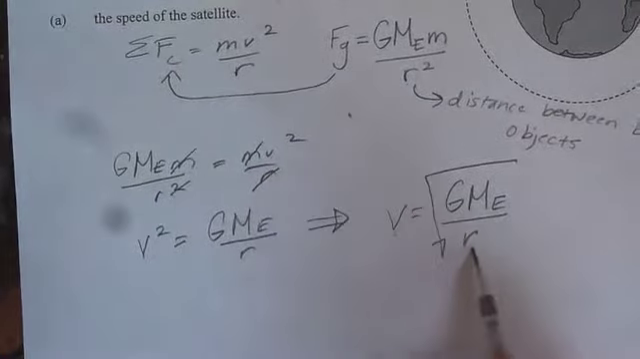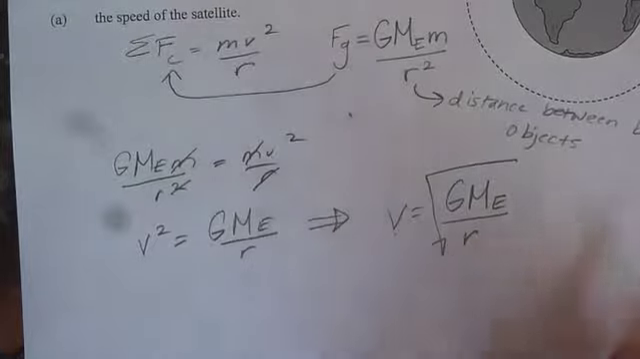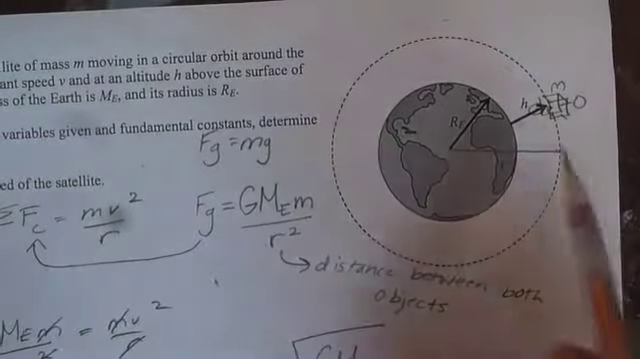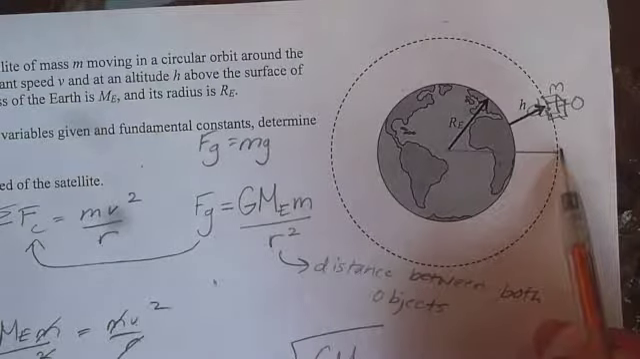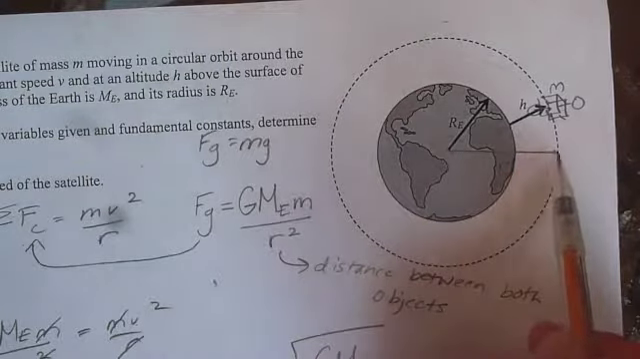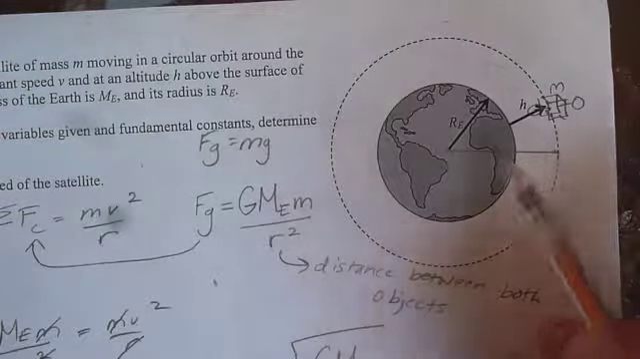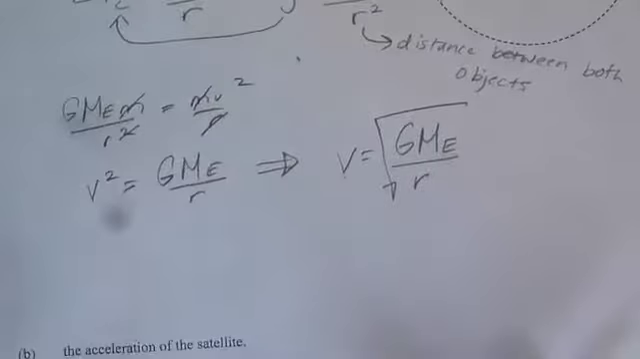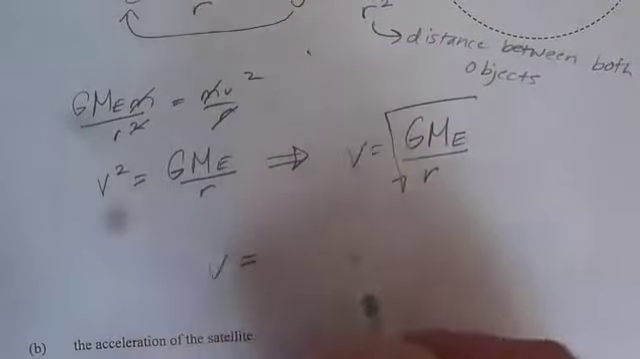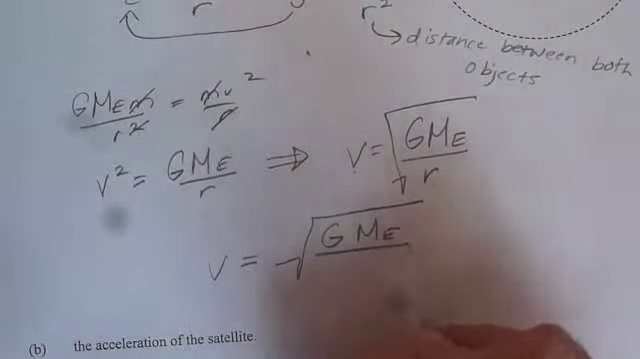Now, r was not given, so be forewarned that whenever you have a problem that is entirely in variables, you have to use the variables given to you. So this is r, this is the radius of the circle path. It's also the distance between the center of Earth and the center of the satellite. So looking at what you are given, this value is the same as the radius of the Earth plus the additional height above the Earth. So your final answer is, the speed of the satellite is the square root of big G times the mass of the Earth over the radius of the Earth plus h.